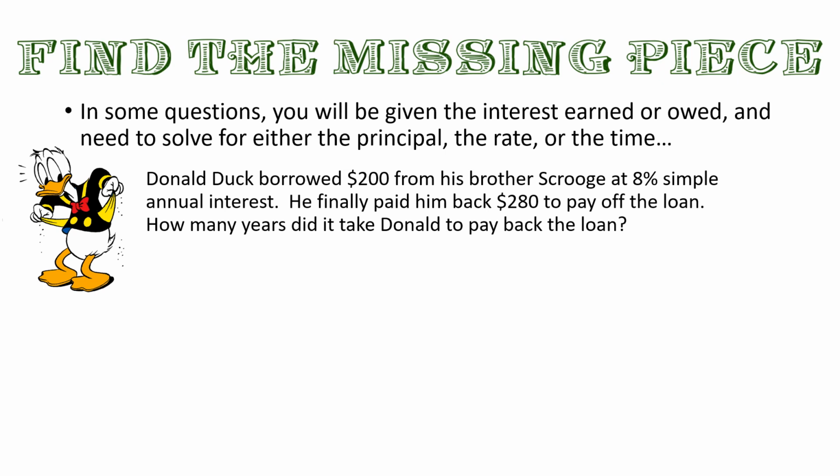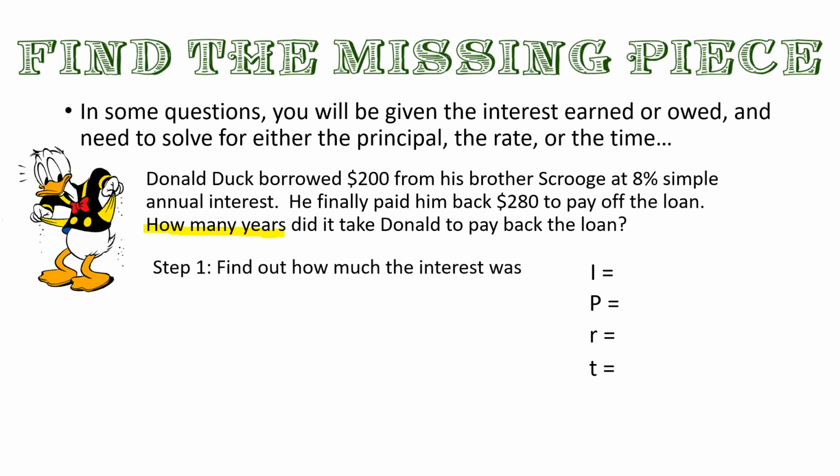So we can know right away by looking at this question, what we don't know is how many years it took him to pay off the loan. So we need to figure out all the other pieces. We need to figure out the interest, the principal, and the rate, and the time is going to be the piece that we don't know. But looking at this question, it's a little different because we need to first find out how much the interest was. And if you look back, you can see that he borrowed $200 and he paid him back $280.